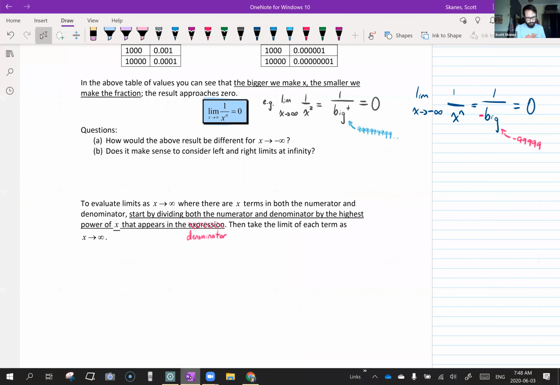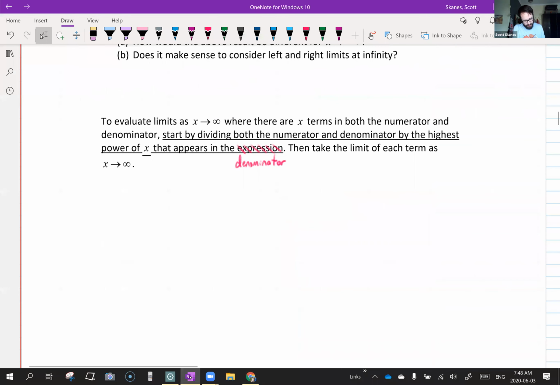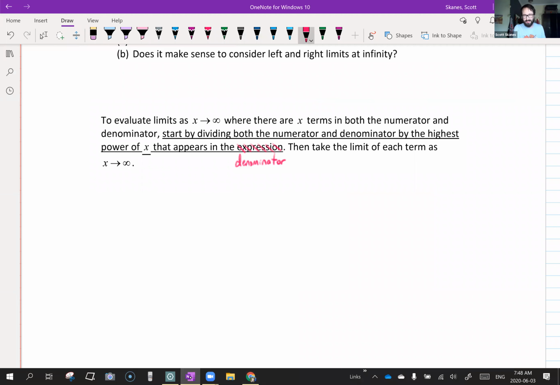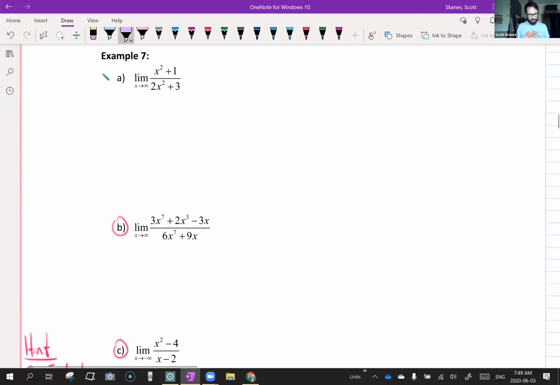Let me show you what it looks like with math. This is extremely important, this little note, and you'll see what it means very soon. It says to evaluate limits as x goes to infinity, where x is in the top and bottom. So maybe you have x squared plus 3, and you have x cubed minus 4x or something like that. What you need to do is look at the highest power of x in the denominator, and we're going to divide everything by that. I'm going to divide every single thing by that. Let me show you what it looks like. That'll make our life really easy.